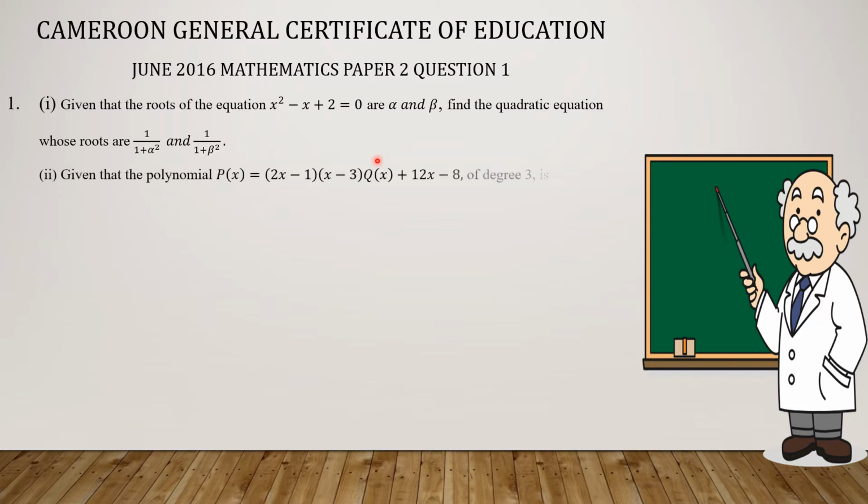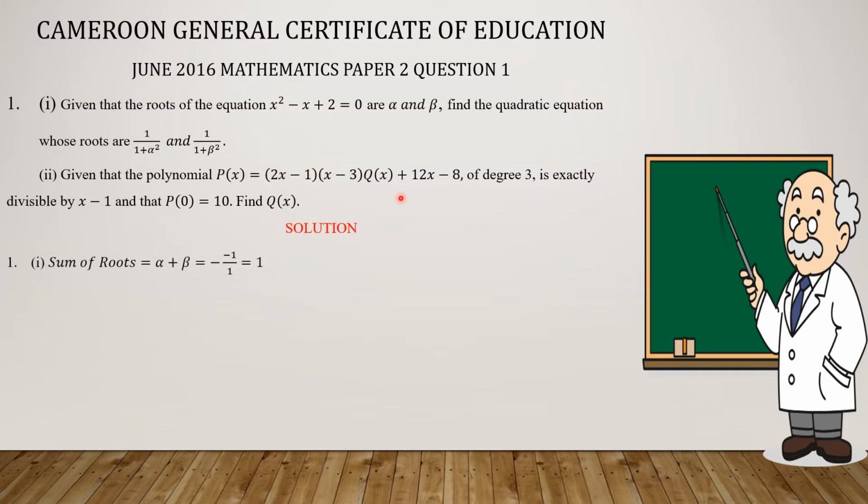Roman 2 says, given that the polynomial p of x equals x minus 1 times 3 times x minus 3 times k of x plus 2x minus 8, of degree 3, is exactly divisible by x minus 1, and that p of 0 is 10, find q of x. Okay, let's dive right into the solution. So we are going to start off with Roman 1.